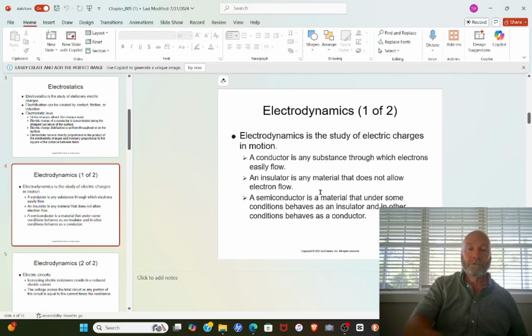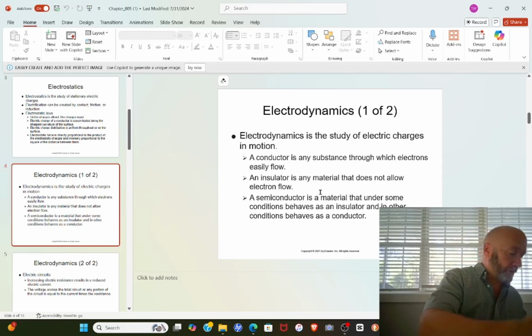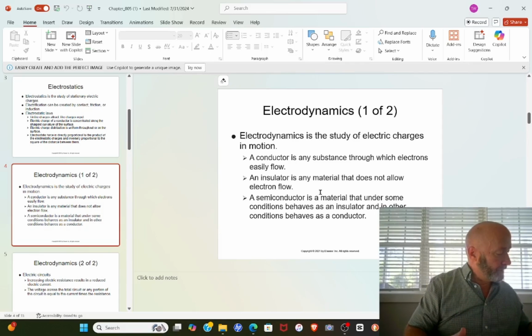So we have to talk about some specific type of materials that we can use. So we've got a conductor, an insulator, a semiconductor, and a superconductor. So all of those are in table 5.1 on page 76. So it's got superconductor, conductor, semiconductor, and insulator.